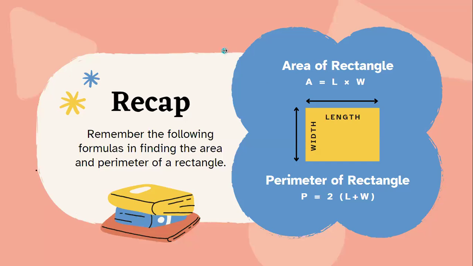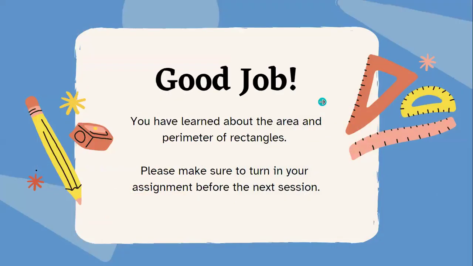Okay, now let's recap. So this will be the end, but we have to remember the following formulas to find the area and perimeter of a rectangle. The area of a rectangle will be length into width. But the perimeter of a rectangle will be 2 into length plus width or breadth. All right. So now, good job. You have learned about the areas and perimeters of rectangles.